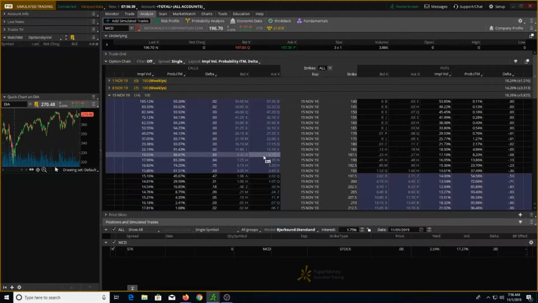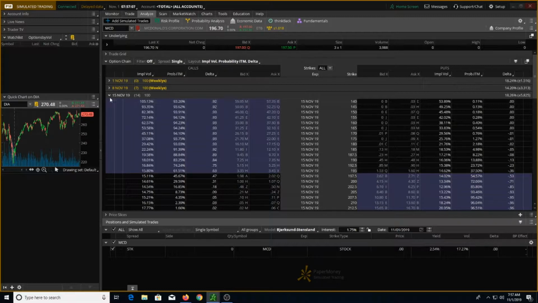If I wanted, I don't mind owning McDonald's long term. So I wouldn't be opposed to selling just a naked put. And if I go 14 days out, I can get the 195s for about $1.55 or so. And that means I'll be in this trade, if I got assigned the shares, for about 193.45. That's $3 less than where it's trading at right now.